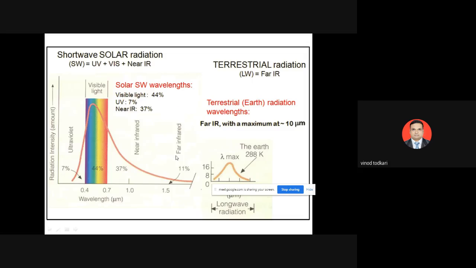So again, this is regarding wavelength. This is also not in your syllabus, but as an engineer you must know that the wavelength range for the visible spectrum is from 0.4 micrometer to 0.7 micrometer. This is the spectrum of solar radiation. Out of the solar radiations, only 44% are visible. 7% are ultraviolet, 37% are near infrared, and 11% are far infrared. So this is the solar spectrum.